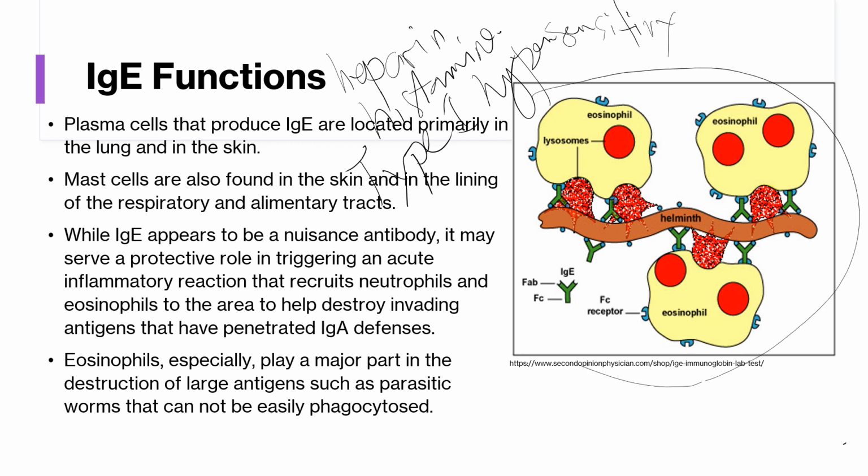Now we have a helminth. And since it is a very large antigen or a foreign substance for that matter, eventually the IgE will recruit eosinophils and some other neutrophils to the area, then it will eventually help destroy the antigens that have penetrated IgA defenses. So this is the function of the IgE.